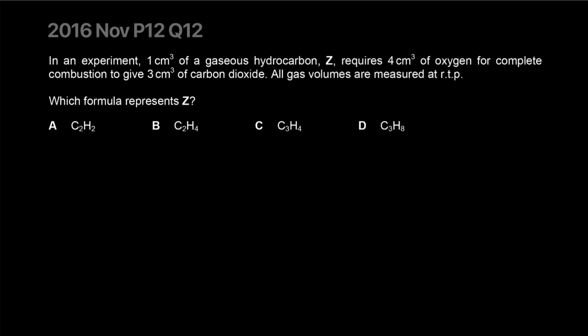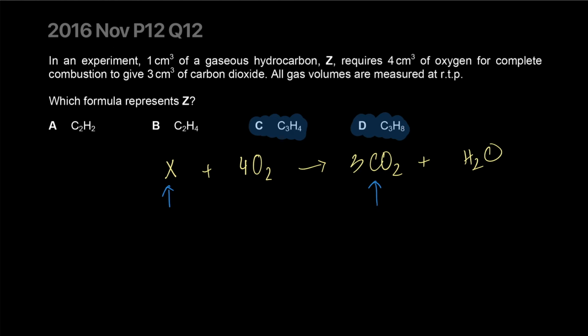Question: in an experiment, 1 cm³ of gas, hydrocarbon Z, requires 4 cm³ of oxygen for complete combustion, producing 3 cm³ of carbon dioxide. So this hydrocarbon can react with 4 pieces of oxygen to produce 3 carbon dioxide and water, of course. If you've got to produce 3 carbon dioxide molecules, you've got to have 3 carbons. So with that in mind, C and D are your options.